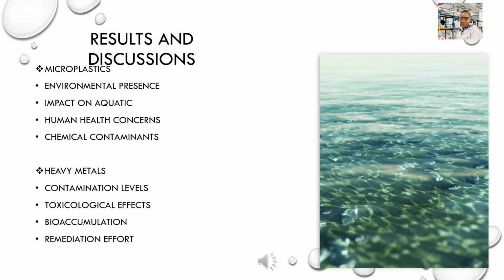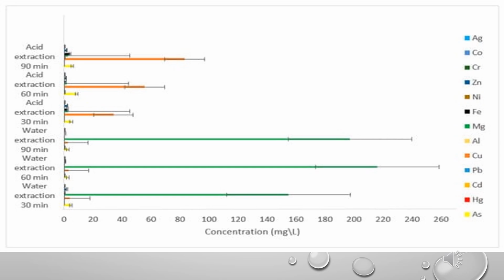Membrane technologies have shown effectiveness in reducing heavy metal concentrations in treated water. These are the concentrations of heavy metals obtained by acid and water extraction of microplastics filtered from influent samples using PVDF membrane. The graph shows that magnesium had the highest concentration, copper had the second highest, and arsenic and zinc had high concentrations after 30 minutes of extraction. This was during the extraction when deionized water was used.